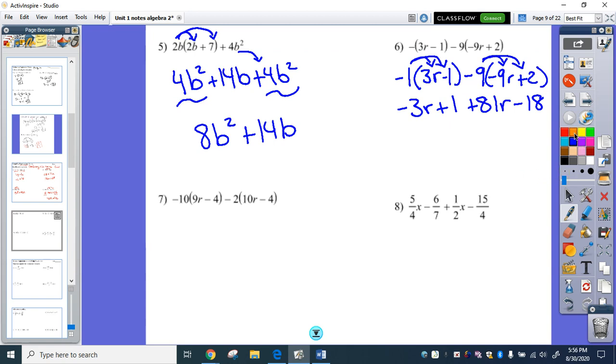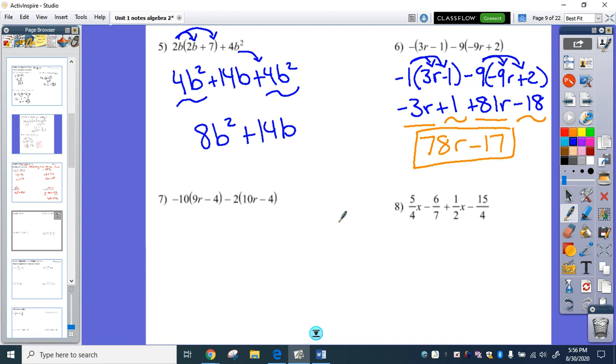Now all we need to do is go in here and add up our like terms. Well, negative 3 plus 81 is going to give me 78r, and positive 1 minus 18 is going to give me a negative 17. And there's my final answer.